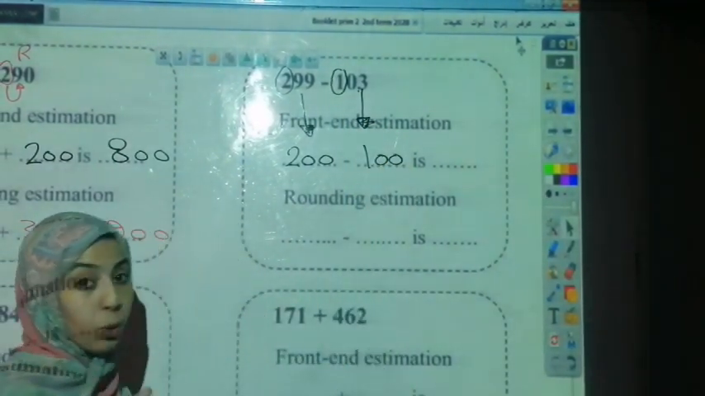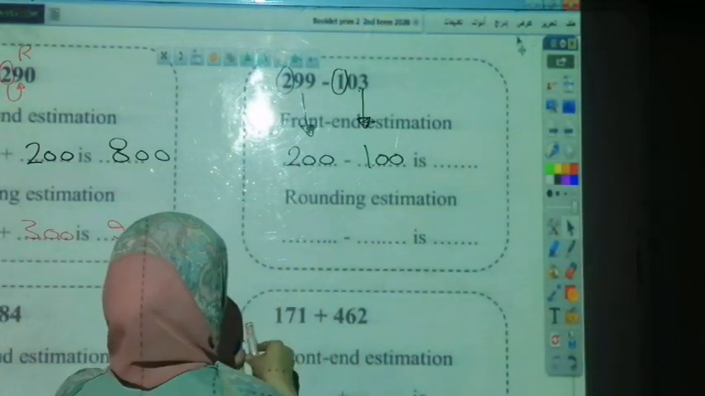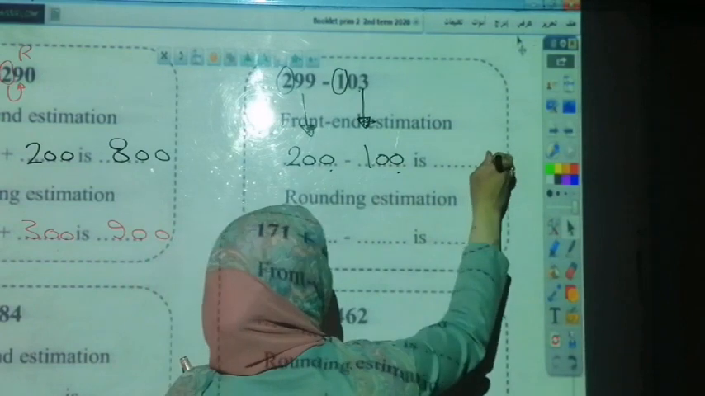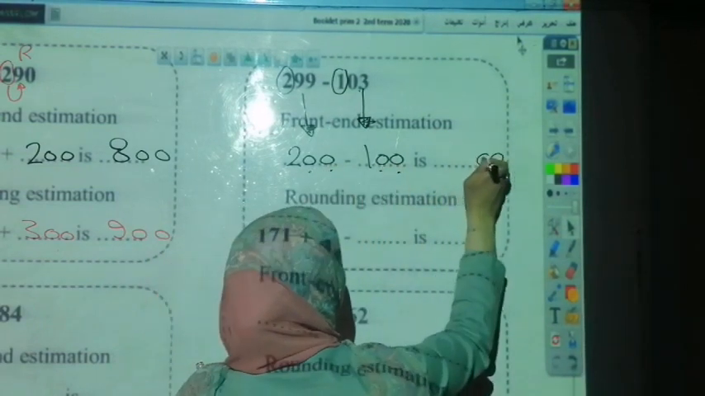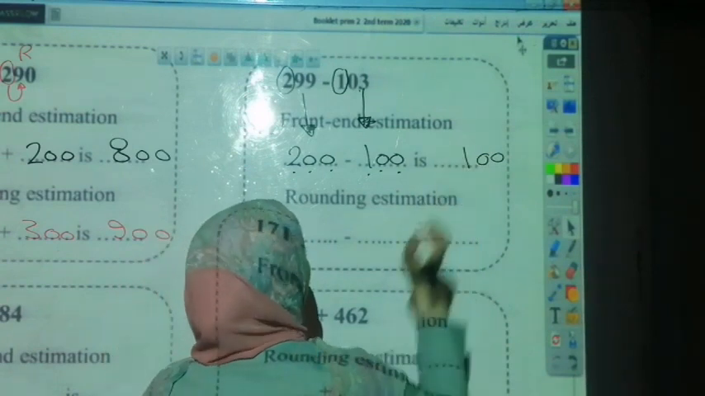And now I will do my subtraction operation. Start from units. 0 minus 0 equals 0, and 0 minus 0 equals 0. Then 2 minus 1, after 1, 2, equals 1.